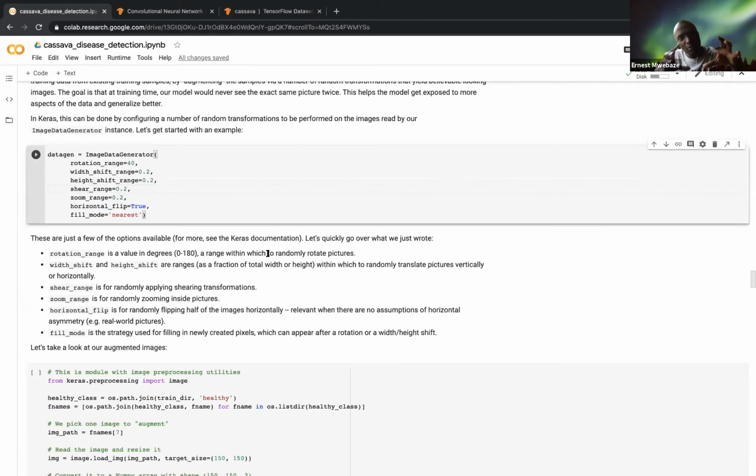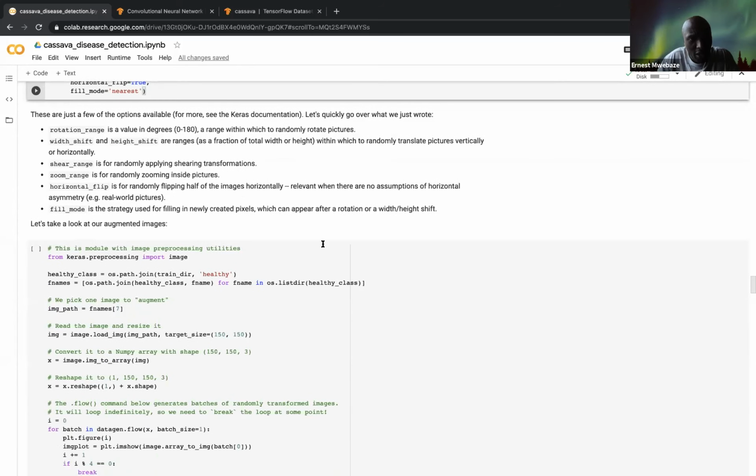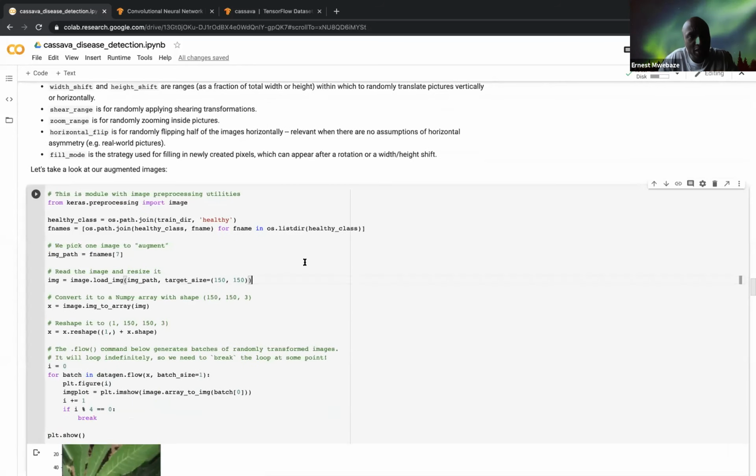And so by doing data augmentation, it has been shown to have some good benefits, especially when you have limited data. And I describe them here a bit, what these things mean. All right, so let's do some augmentation and see.